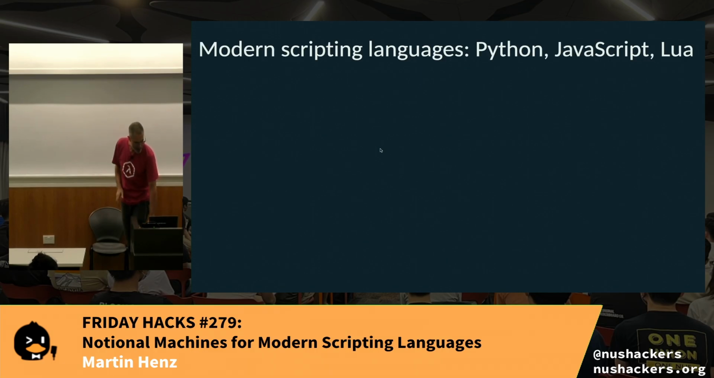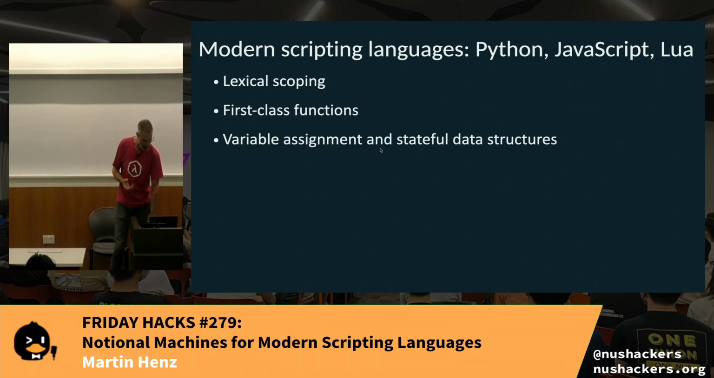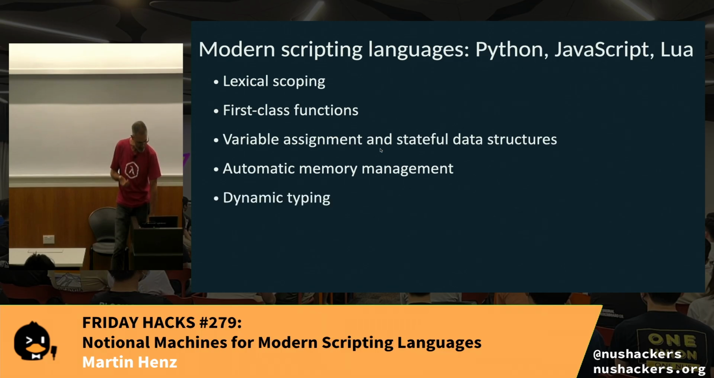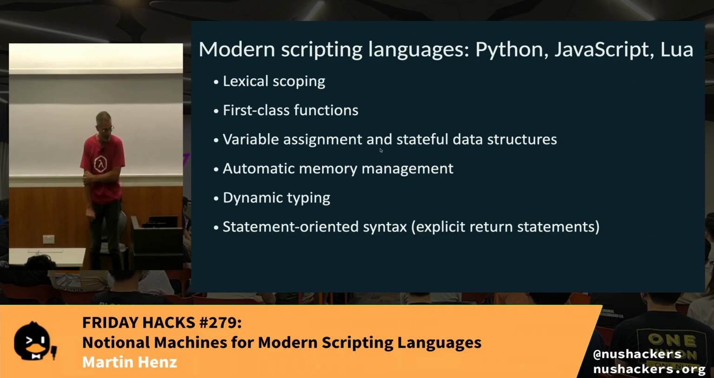So what are we talking about when I say modern scripting languages? Python, JavaScript, Lua, these are all instances of languages that have a lot in common. They are lexically scoped languages, I will be talking about that in a minute. First-class functions, functions as first-class values. That's where the lambda calculus comes in. Variable assignments, stateful data structures, automatic memory management, dynamic typing, and a statement-oriented syntax. So these languages have all of that in common.